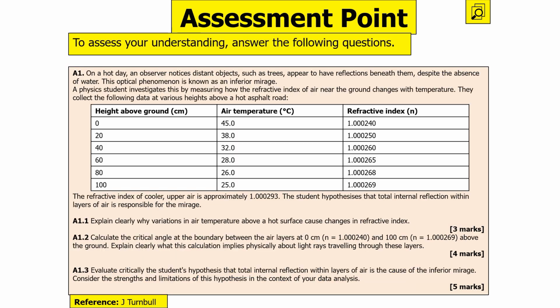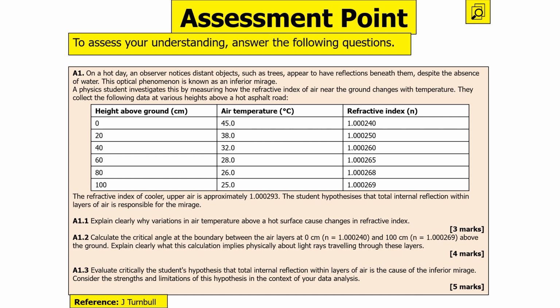On a hot day, an observer notices distant objects such as trees appear to have reflections beneath them, despite the absence of water. This optical phenomenon is known as an inferior mirage. A physics student investigates this by measuring how the refractive index of air near the ground changes with temperature. They collect the following data at various heights above a hot asphalt road. The refractive index of the cooler upper air is approximately 1.000293. The student hypothesizes that total internal reflection within the layers of air is responsible for the mirage.